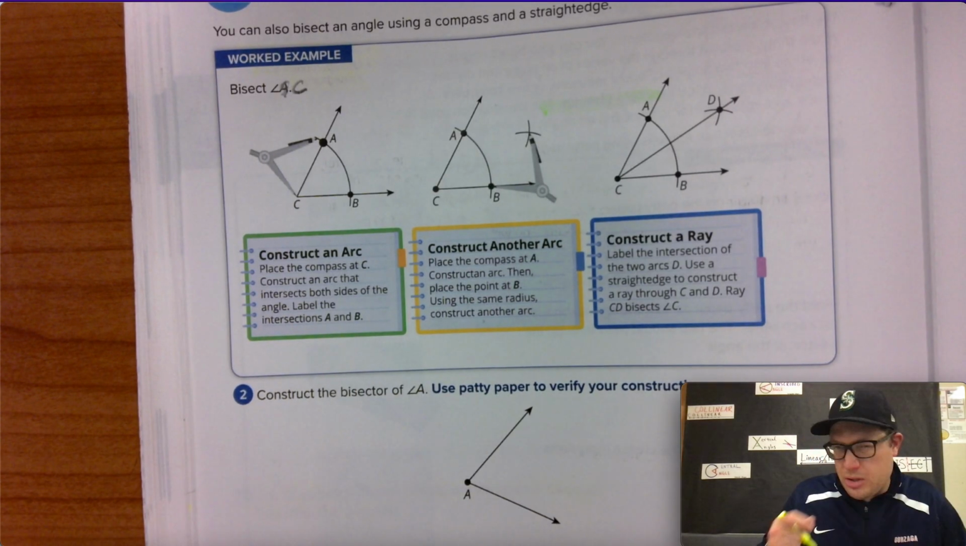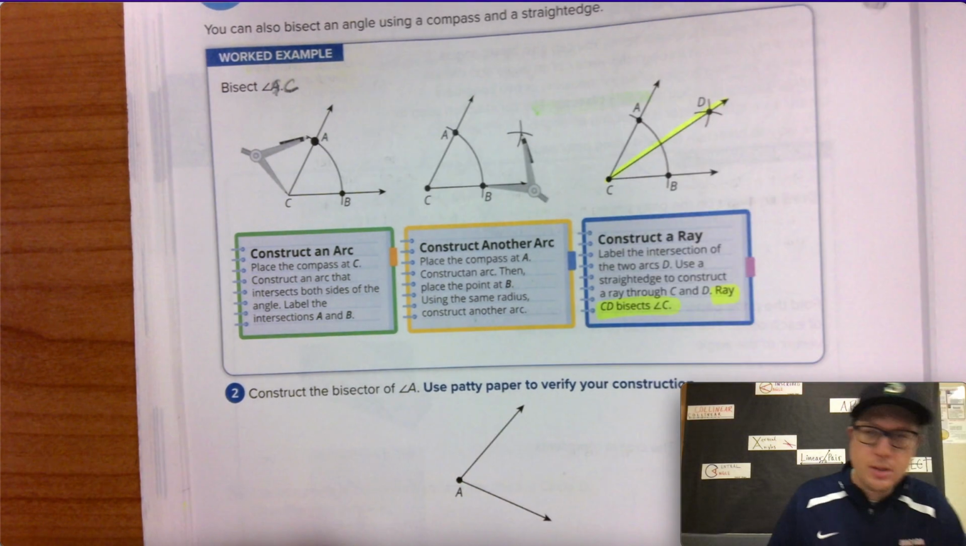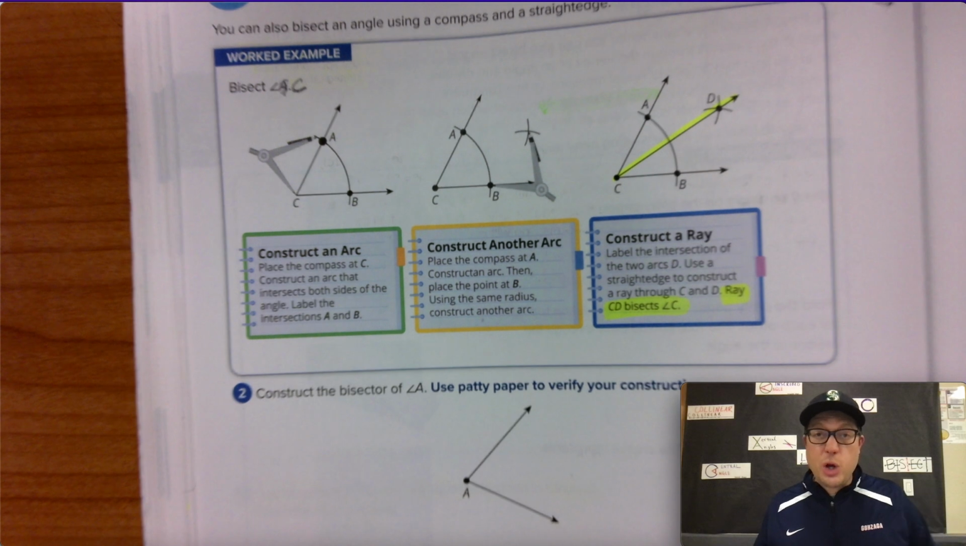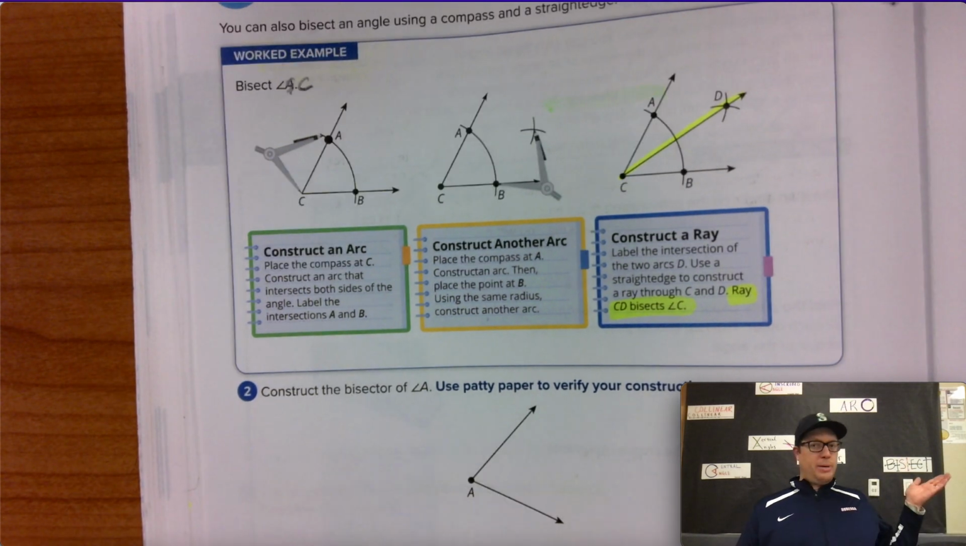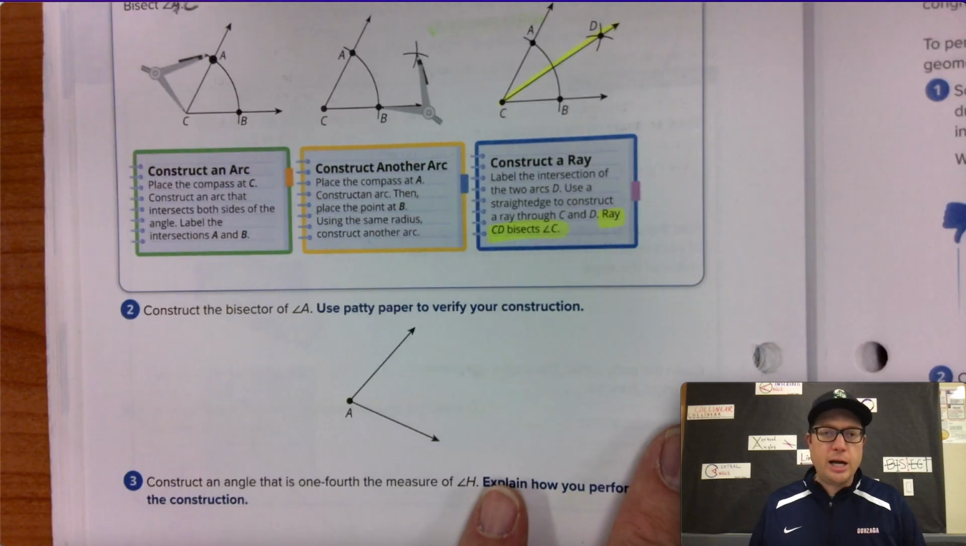That's the part that maybe deserves a highlight. That's the angle bisector. It's the line that goes exactly through the middle, because that's what bisect means. Cut the shape, cut the line, cut the angle, whatever, exactly in half.